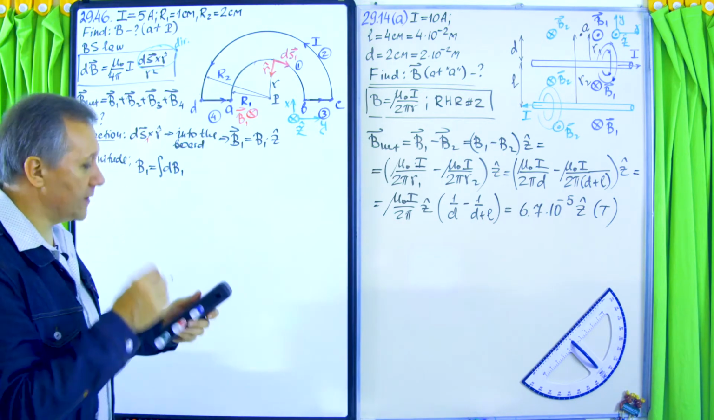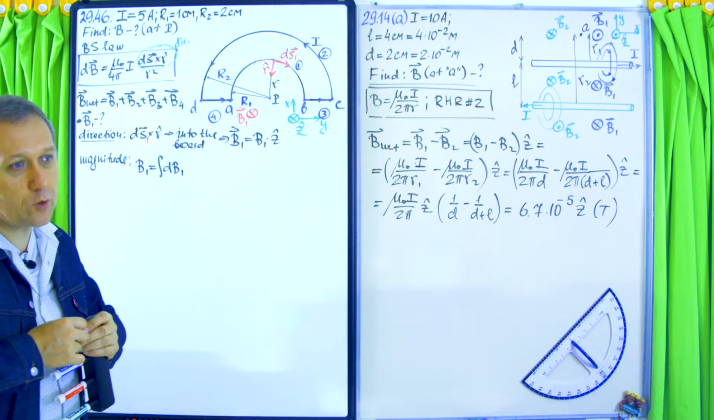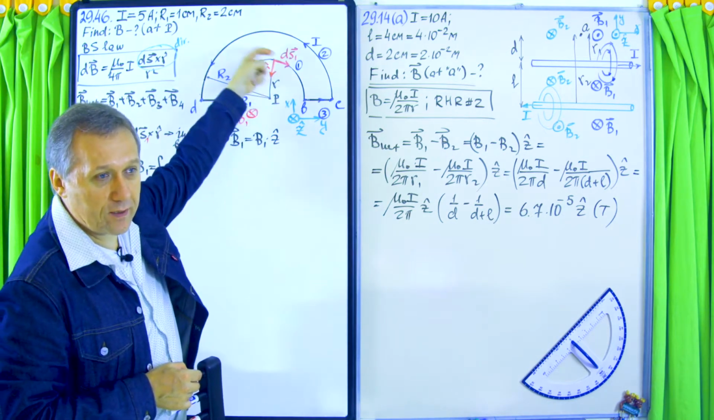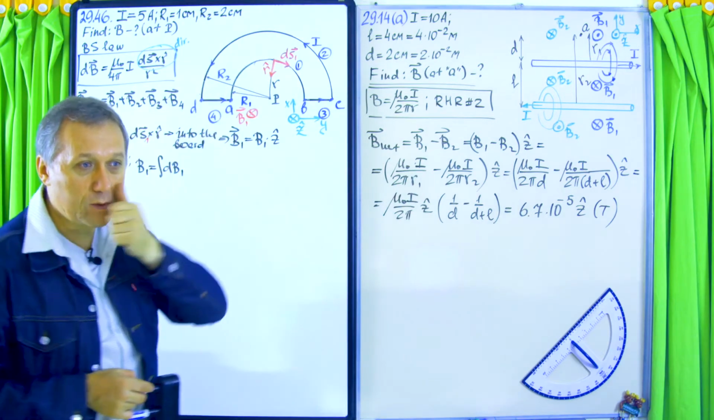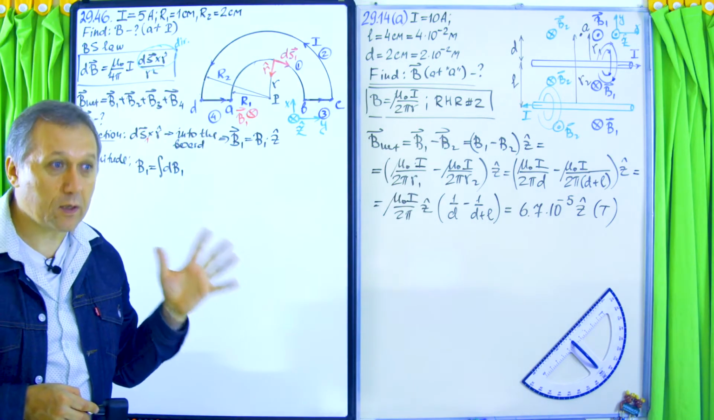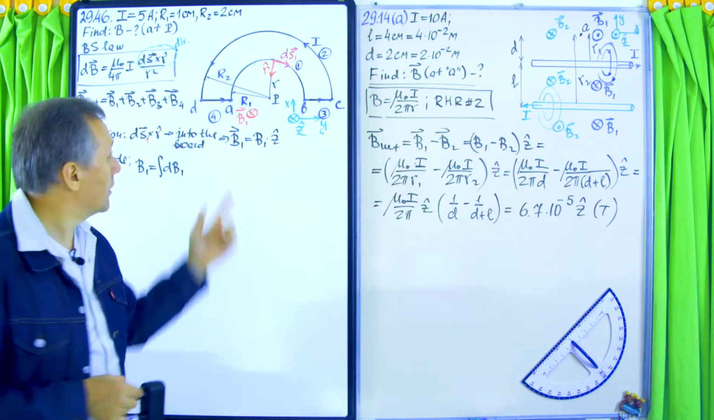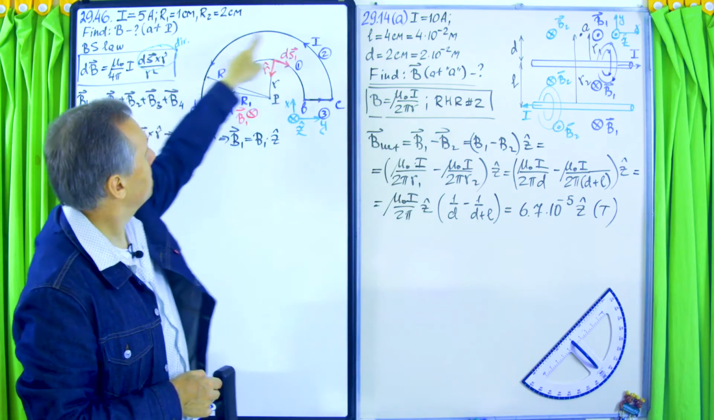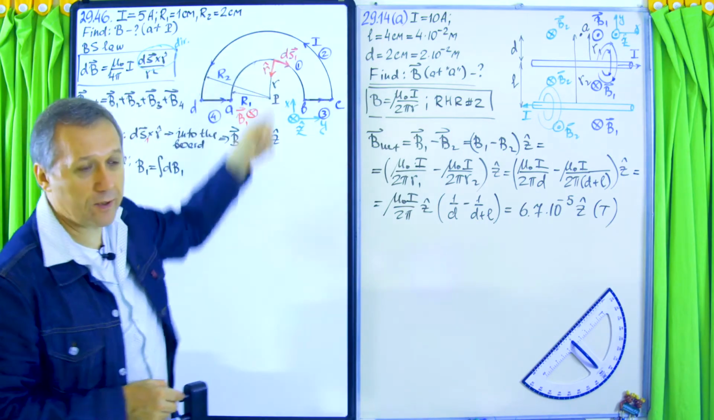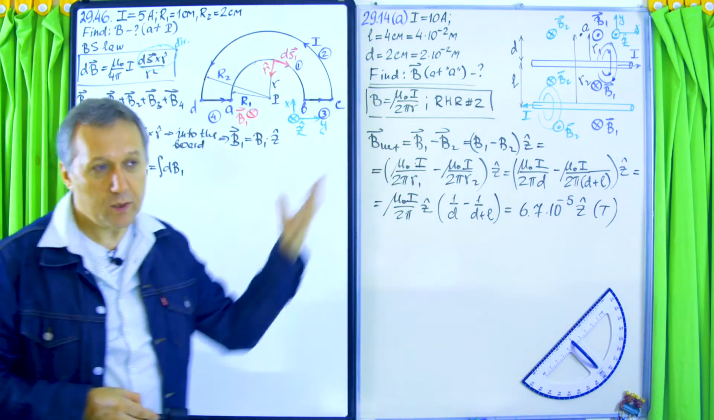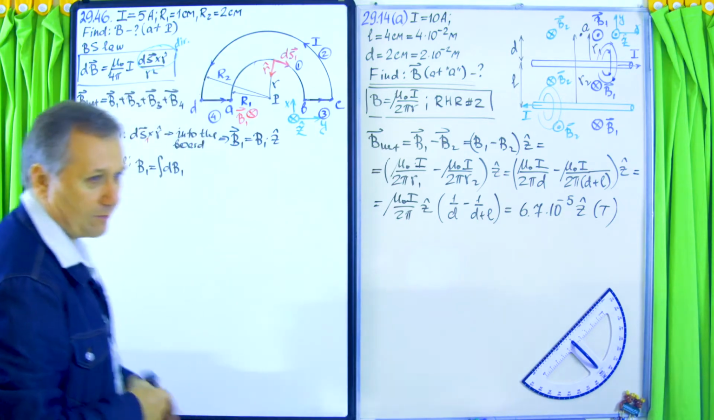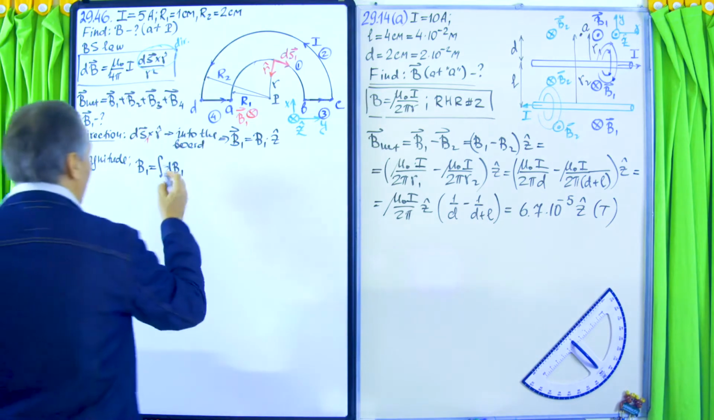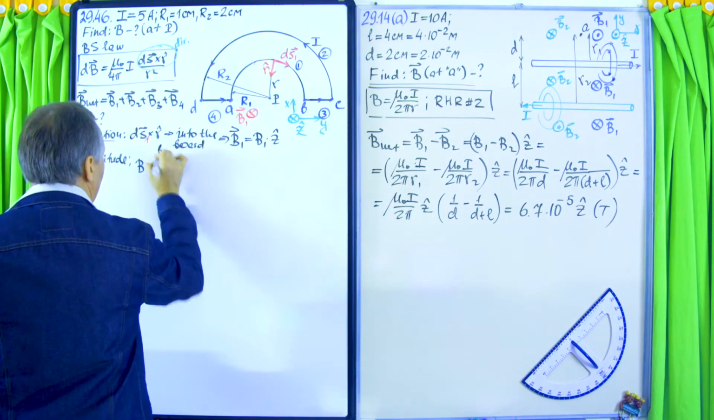Another thing which I should have mentioned. Why did I pick the direction of ds that way? Because you remember what determines the direction of ds? Current, the direction of current. Current flows this way. You see those arrows, right? So that's why I picked the direction of ds that way. I should have mentioned it a few minutes ago, but anyway, better late than never. Okay, and integration from point A to point B.